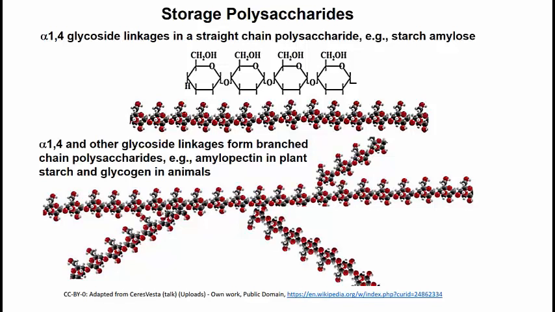Starch is actually made up of unbranched alpha 1,4 glycoside-linked glucose polysaccharides called amylose, and a branched glucose polysaccharide called amylopectin. Glycogen in animal cells is just a more highly branched polysaccharide of alpha-linked glucose molecules.